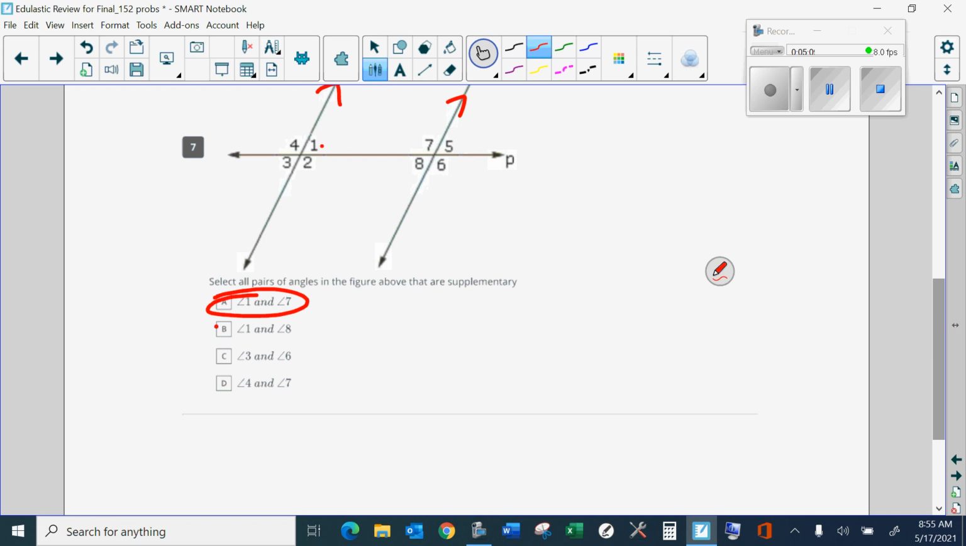1 and 8 are not, those are alternate interior angles. 3 and 6 would be supplementary, and 4 and 7, no, those are congruent. So how do you know 3 and 6? Well, 3 and 8 are congruent, and 8 and 6 are supplementary because they form a linear pair. So I can say that those are supplementary.